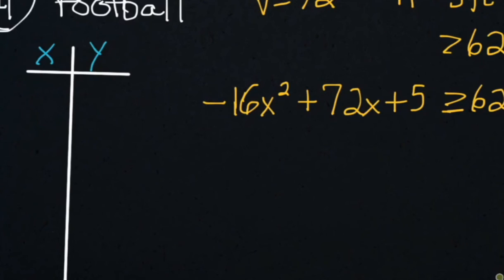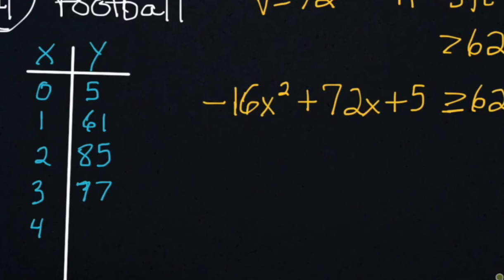So, let's look at our table. Well, at 0, it's at 5 because he's still holding the ball. At 1 second, it's at 61 feet. Ooh, we're close. At 2 seconds, it's at 85 feet. That means my receiver can't see it. At 3 seconds, it's at 77 feet. 4 seconds, 37. And at 5 seconds, it's gone through the ground.